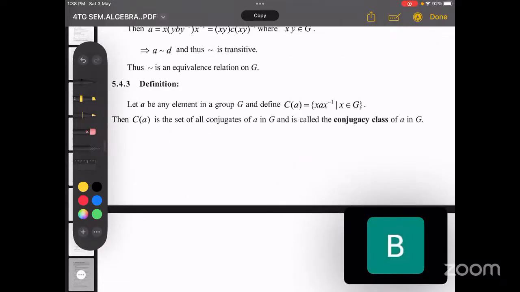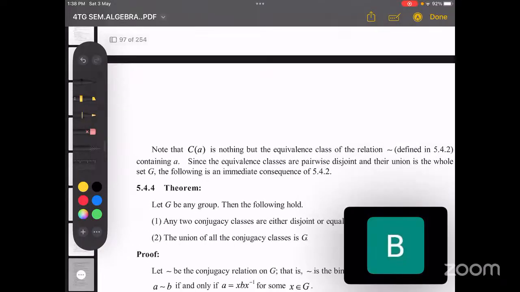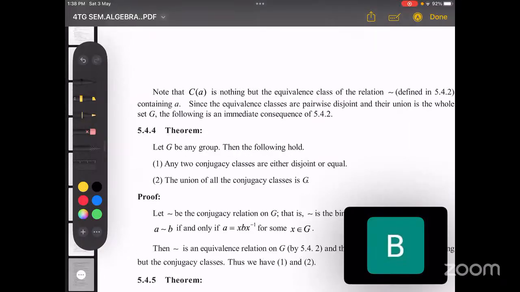After this, we have the theorem. Note that C of A is nothing but the equivalence class of the relation we have seen above. This is Theorem 5.4.4. The statements are important, but the proof of the theorem is not important. The theorem says: let G be any group, then the following hold. Any two conjugacy classes are either disjoint or equal. Okay, this is important; we will use this concept for solving other theorems.